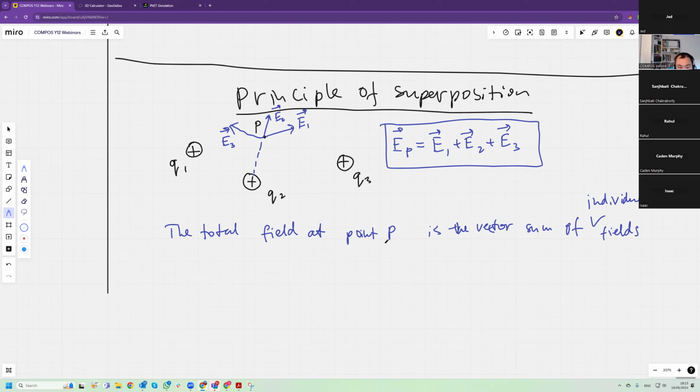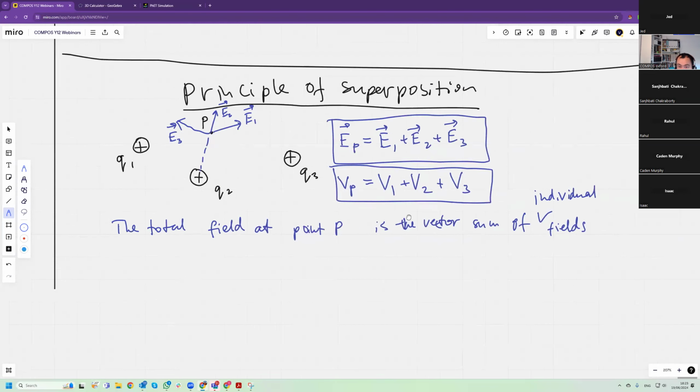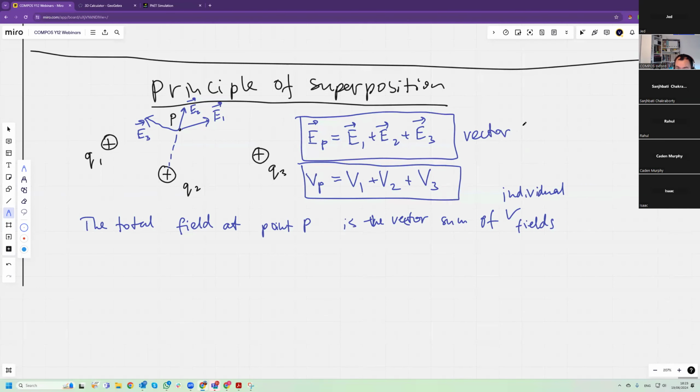Now, it's very important that the potential at point P is equal to the potential produced by charge 1 plus the potential produced by charge 2 plus the potential produced by charge 3. Potential produced, it's a really good expression. Potential due to the field Q, V1, due to the field 2 and due to the field 3. And this is not a vector sum. This is an algebraic sum. So this is a vector sum, and this is an algebraic sum.